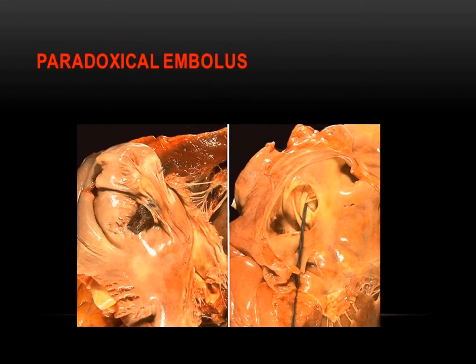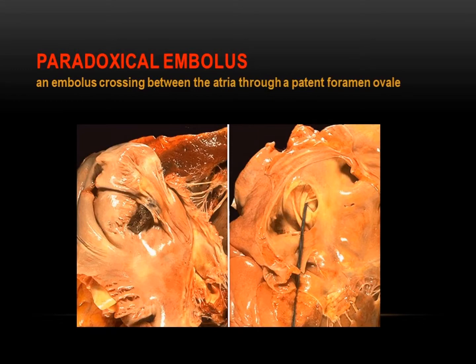Paradoxical embolus. The emboli go from the right side of the heart to the left side. It's usually a blood clot, but may be a fat particle, air, amniotic fluid, or tumor. Now in this picture, we see a paradoxical embolus crossing between the atria through a patent foramen ovale.